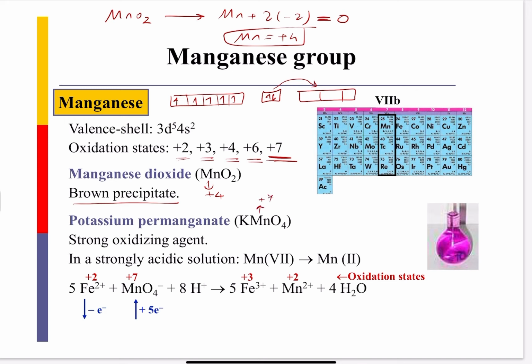Potassium, group 1, is always +1, Mn we don't know, and oxygen here is -2. Altogether, the molecule charge is 0. Okay, Mn - 7 equals 0. Mn is positive 7, excuse me. And this one is very important. It's a strong oxidizing agent, and in strong acidic solution, Mn 7 converts to Mn 2.